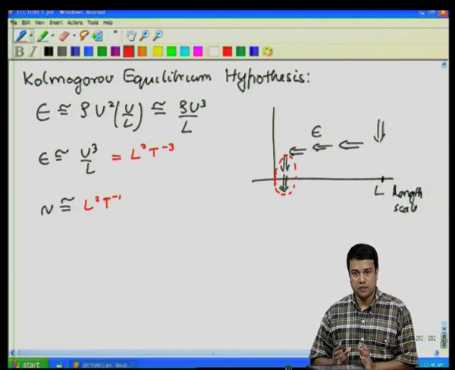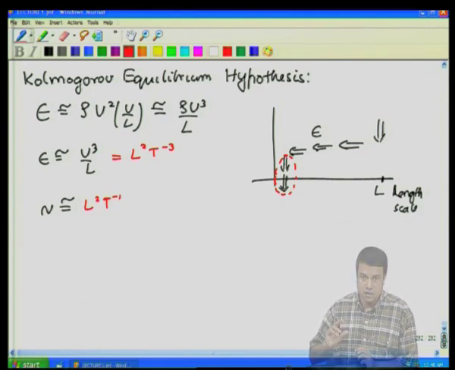Of course, you can now get the length, velocity and time scales just by dimensional analysis, just from the assumption that the small scales do not depend directly on the velocity and the length scale of the large scale flow, but only the amount of energy that is coming in, which has to be dissipated here. So, that is the only thing that the small scales depend upon.